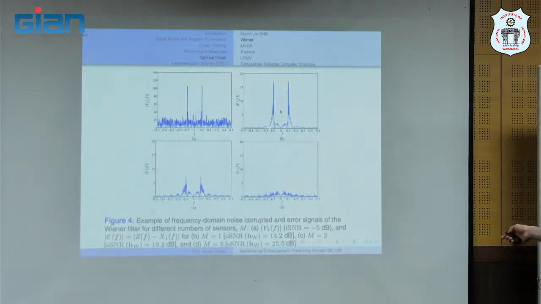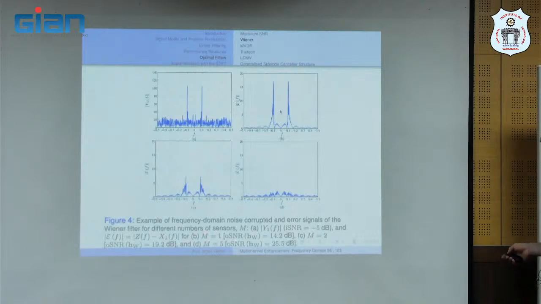So this is the error when we have a single sensor. This is the error when we have two sensors. So you see, this is the same scale from 0 to 20 dB. So you see that by increasing the number of sensors from 1 to 2, the error becomes much smaller. If we increase the number of sensors to 5, you see the error becomes much smaller, which is nice.